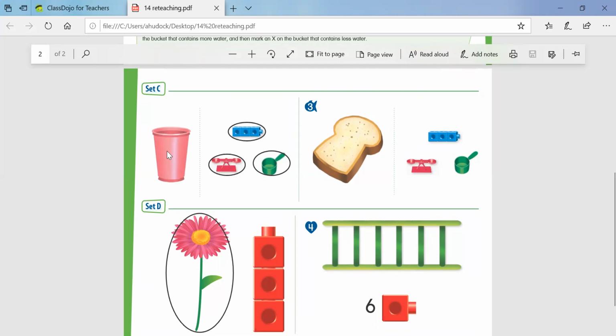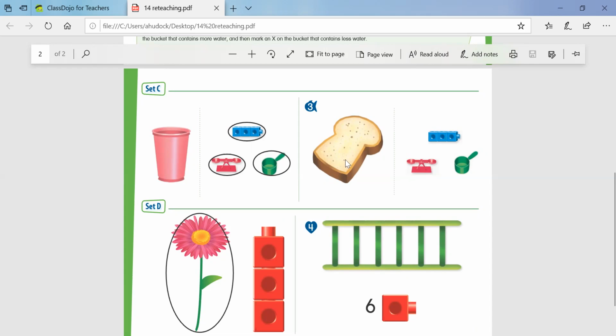So with a vase, we could put cubes next to it to measure how tall it is. We could put this on a scale to measure how heavy or light the object is. And the measuring cup, we could fill this with water to measure how much it can hold.